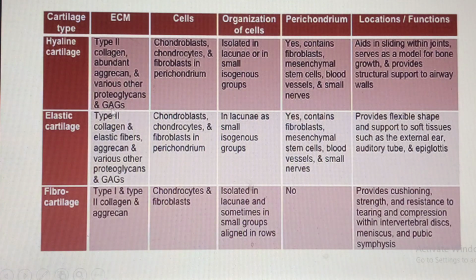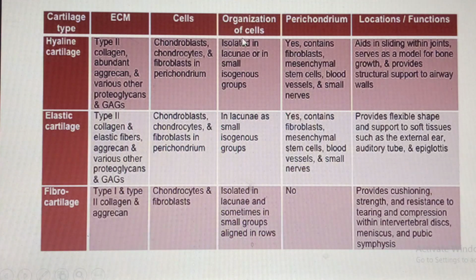In the case of elastic cartilage, it will have type 2, and of course elastic fibers will also be there. Then fibrocartilage, apart from having type 2 collagen, will also have type 1 collagen fibers. Then in terms of cells, we are going to see chondrocytes and chondroblasts. But because we have more fibers in fibrocartilage, mainly we are going to see more chondrocytes compared to chondroblasts. But in elastic and hyaline cartilage, you are going to see significant quantities of chondroblasts, especially in the chondrogenic layer of the perichondrium.